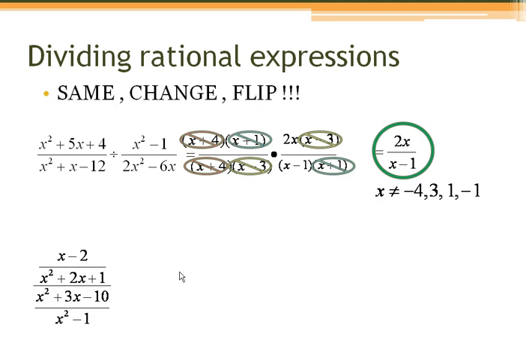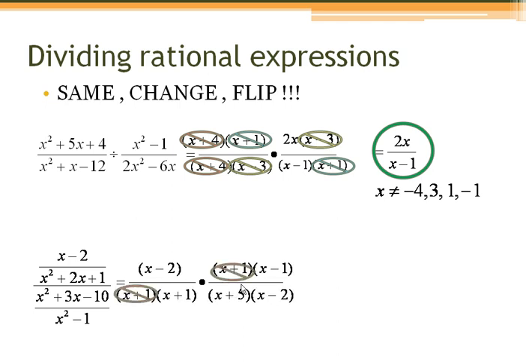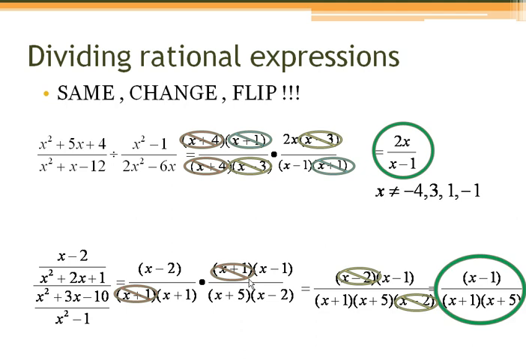One last one here, rifle through it quickly. It looks insane, but this simply means divide. So we've got this top divided by the bottom. Same, change, flip. Keep that first one, change to multiplication. Now this looks just like the one we had here. Factor. Cross stuff out. And we also have our restricted values here. Look at the big picture: you've got to be an expert at factoring. You cross stuff out, look at your restrictions.